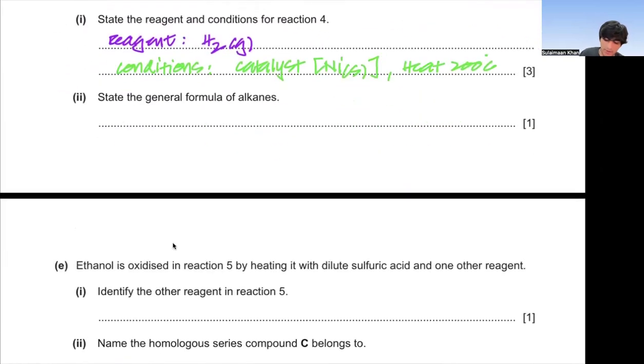State the general formula of alkanes. However many carbons there are, hydrogens are twice the number of that, plus 2.